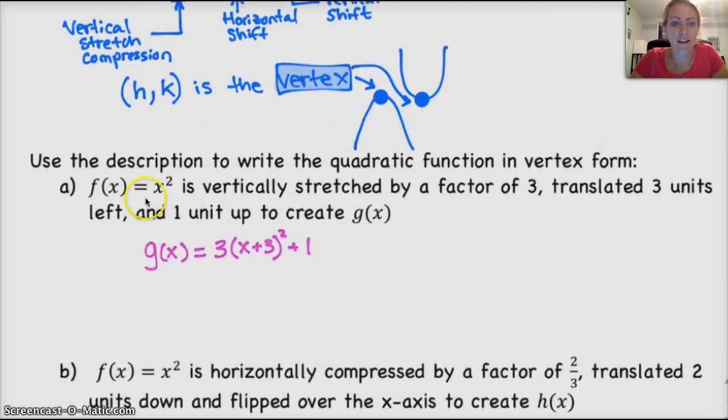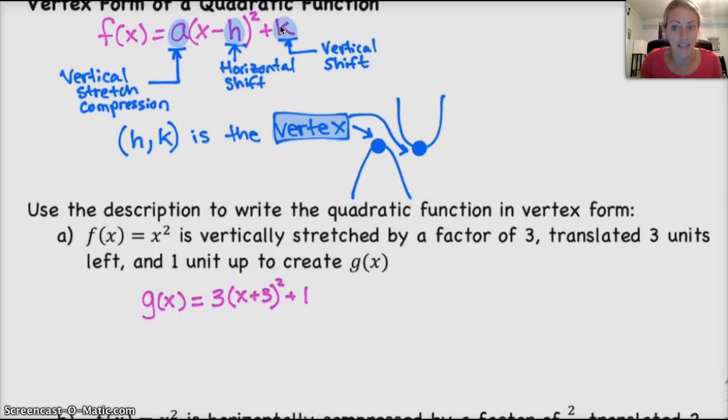So for A, vertically stretched by 3, so there's a 3 outside, and then 3 units left means we have a plus 3 in here. Basically, because your original function is x minus h, that's really x minus negative 3, and so h is negative 3. That's related to the opposite on the inside and horizontal's opposite, all that fun stuff. So that's why that's a plus 3, and then the plus 1 because it went up 1.